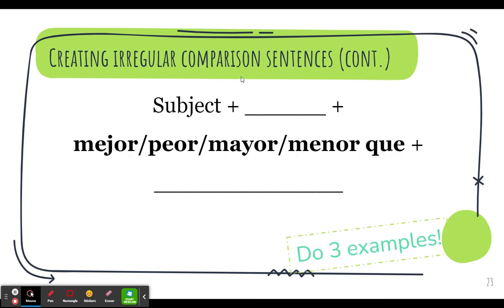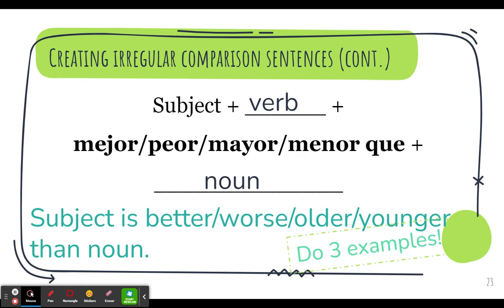And these work very similarly, except that since these are combining a more and your adjective, you just have the one word. So subject plus a verb plus your mejor, peor, mayor, menor, que plus what you're comparing it to. And so what you're saying here is the subject is better, worse, older, or younger than the noun. And you should do 3 examples of these.